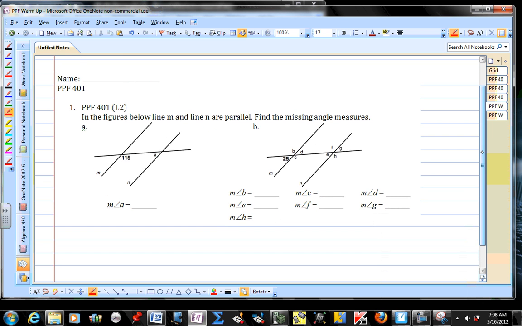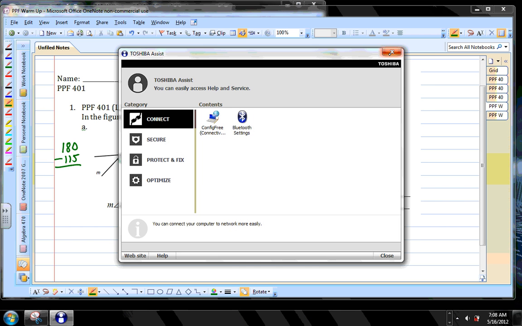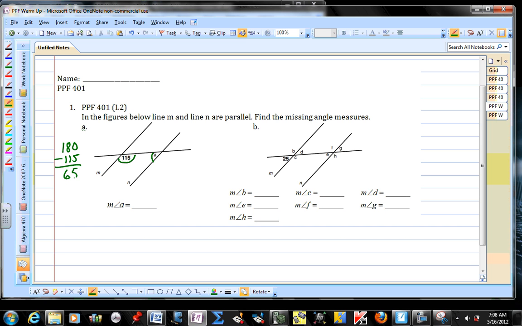We got problem number 1 right here. It says in the figure below, line M and line N are parallel. Find the missing angle measures. So let's look at part A. Part A. We have a 115 degree angle labeled here, and we're supposed to find the measure of angle A. So we can tell that angle A and that 115 degree angle are same side interior angles, therefore they're supplementary. So we know that they add up to 180. So 180 minus 115, oops, didn't do that. We get 65. So the measure of angle A is 65 degrees.